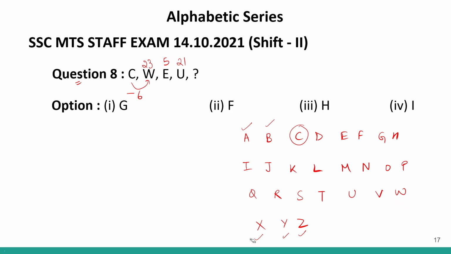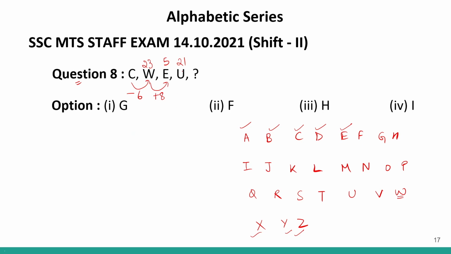So from W, if I have to go to E, because this was a big jump, instead of going backwards, I'm going forward. So from W, if I'm going to E, it will be 1, 2, 3, 4, 5, 6, 7, 8. Correct? So this will be plus 8. This is minus 6. This is plus 8.